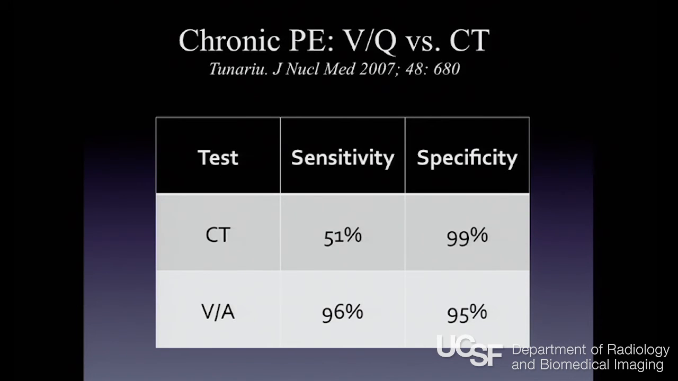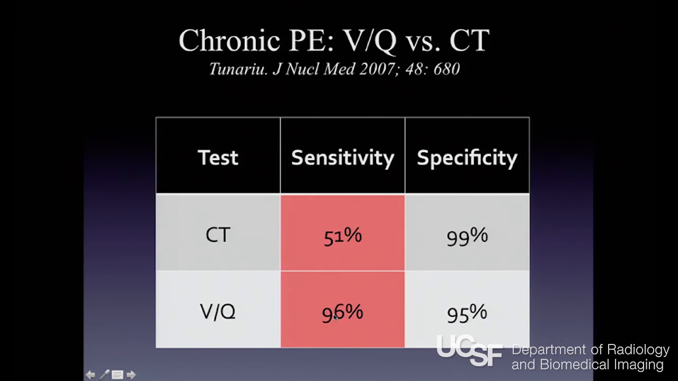Couple last points in the last minute or so. CT is really good for acute PE. It's probably the best imaging test for acute PE, probably even better than angio. It's not very good for chronic PE, because the findings are very, very subtle. VQ scan has been shown to be superior in at least one study. You can see the sensitivity of CT is low, VQ is very high.